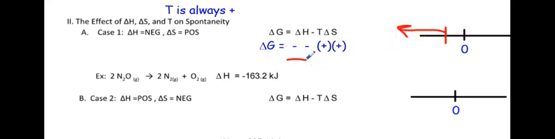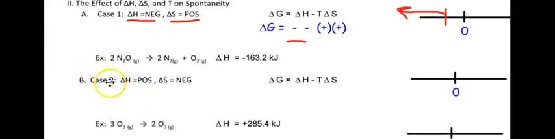So what does that mean? That this is always spontaneous. All right, write that down. I didn't. You can do that. So in the case where delta H is negative and delta S is positive, it is always spontaneous. Write that down. So let's look at case number 2. Let's see what happens here.